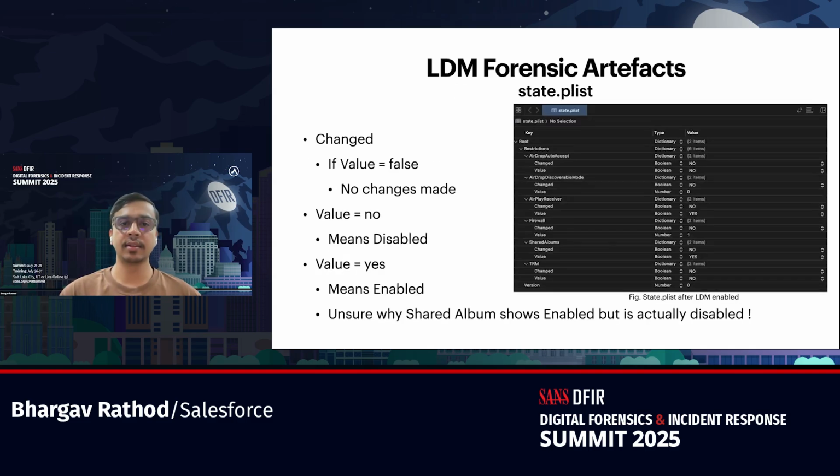And state.plist has some keys and values wherein it says that the shared albums in Photos is disabled. Then your firewall value is also changing. You cannot receive AirPlay. The AirDrop discoverable mode is turned off, and AirDrop auto accept is also turned off. So this is good information on the lockdown mode's working. What is it actually restricting?